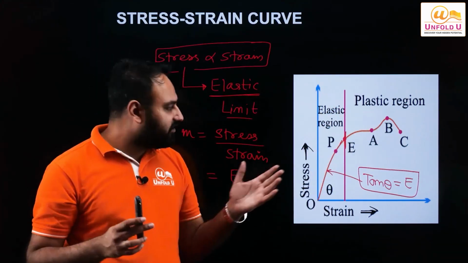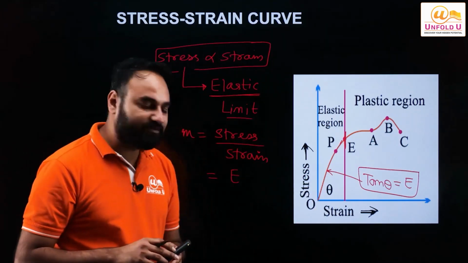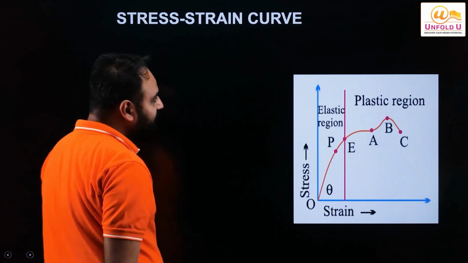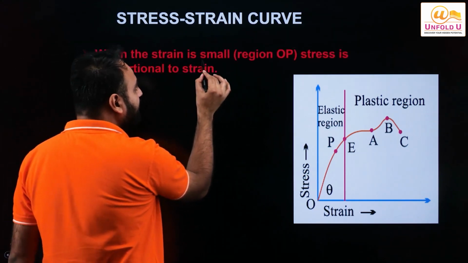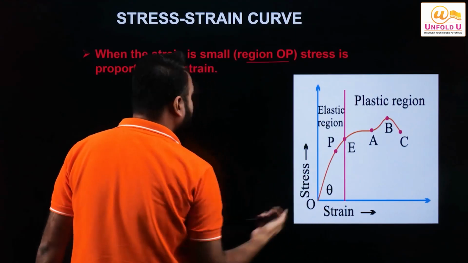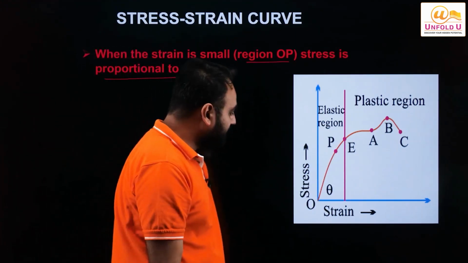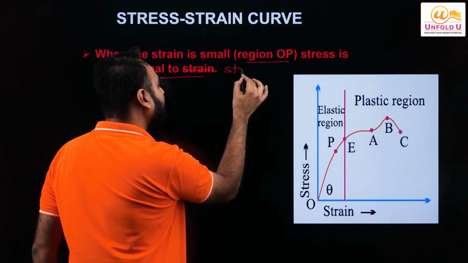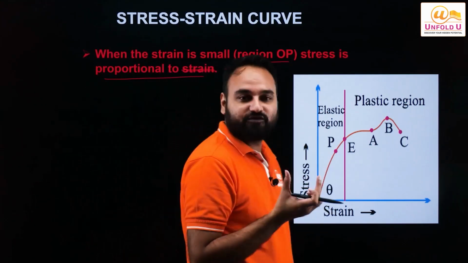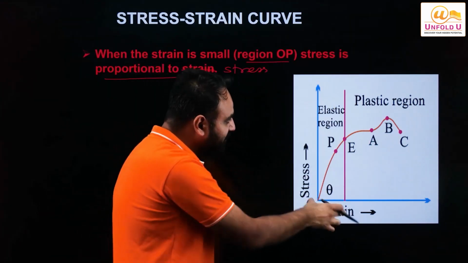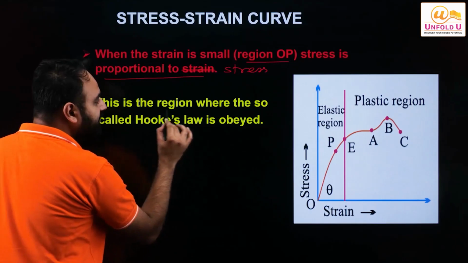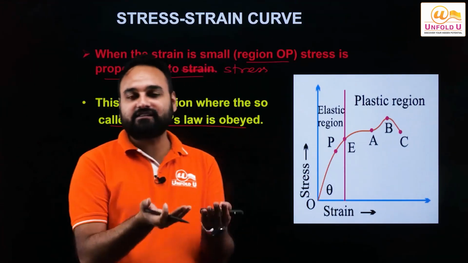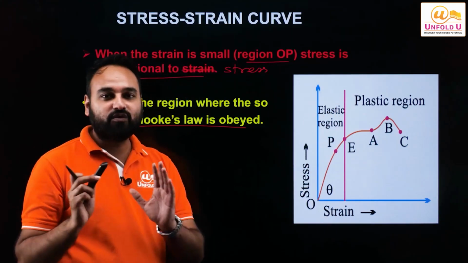All these things we have discussed earlier in our previous sessions as well. So this is just like a conclusion of what we have done so far, right? So let us say when the strain is small, the region OP, stress is proportional to strain, right? Initially, when stress and strain are small, they are proportional, right? That means within this limit, the elastic limit, this is the region where so-called Hooke's law is obeyed. Hooke's law says that stress and strain are proportional. That means it is in this region that Hooke's law is valid.